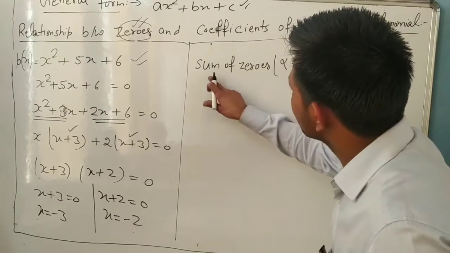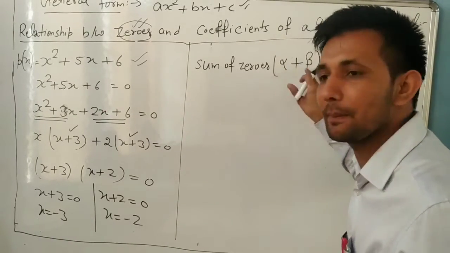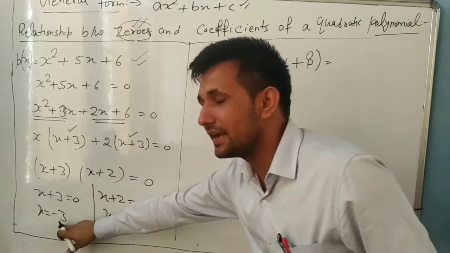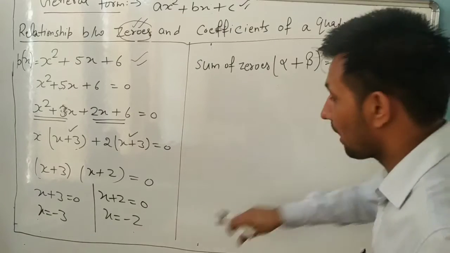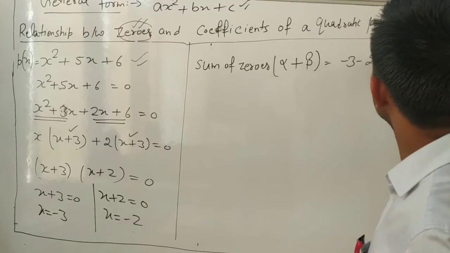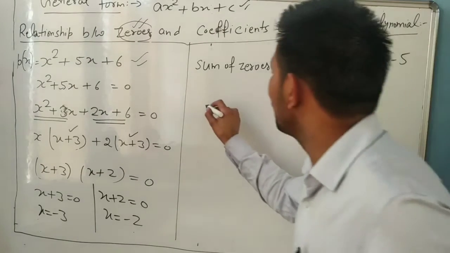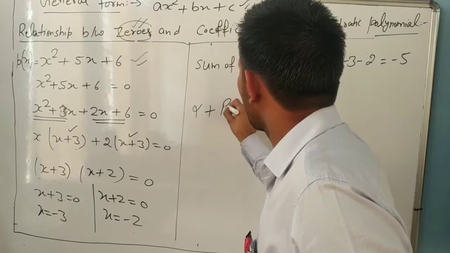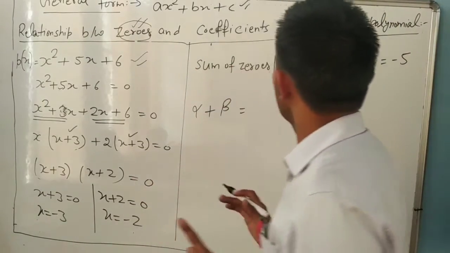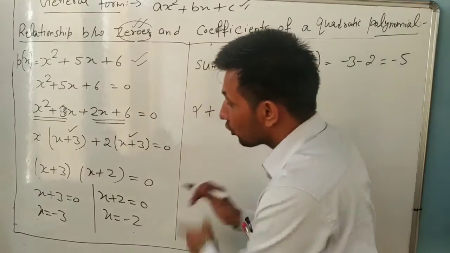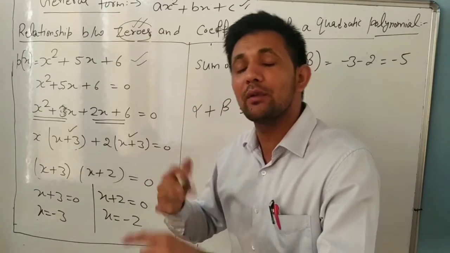So tell me the sum of zeros. The first is alpha, the second is beta, so the sum is alpha plus beta. How much? Minus 3 plus minus 2. So how much? Minus 5. But if you want to find the sum of zeros, you have to find the roots first, then you will find it. But I am telling you, you can find it directly also.